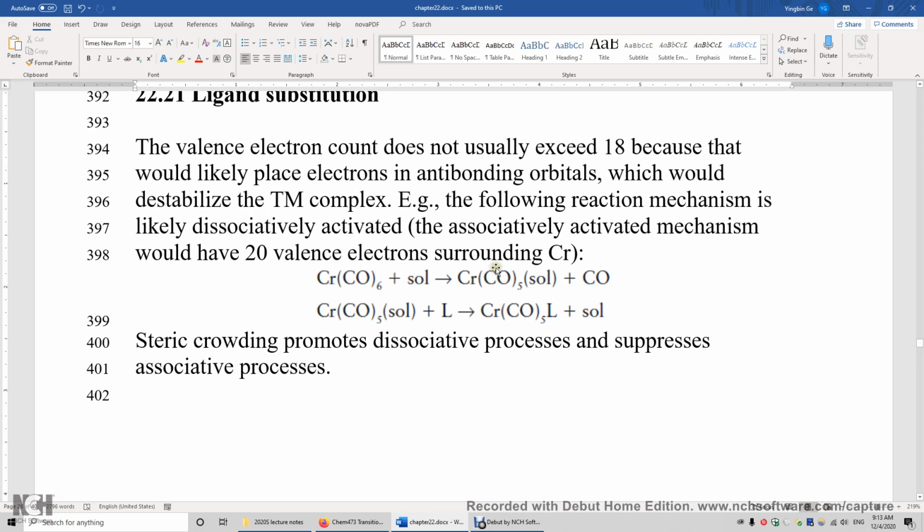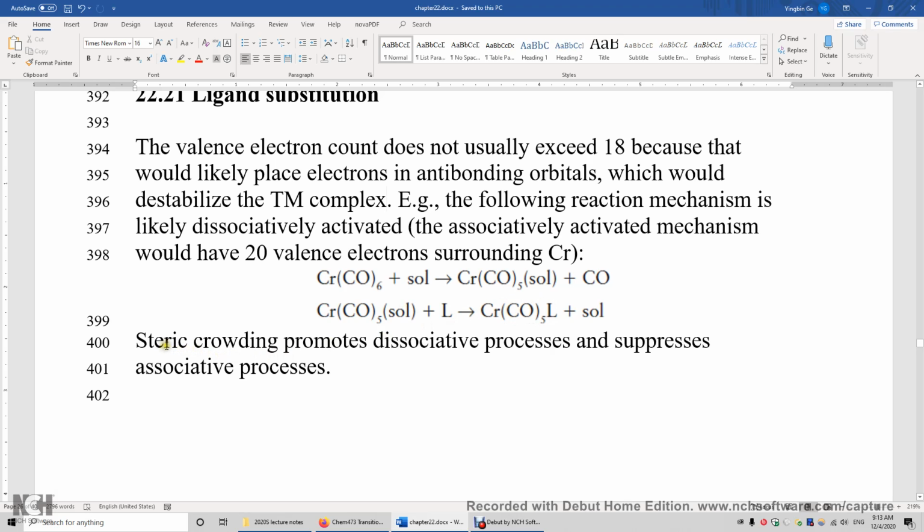So again, this is one of the reaction mechanisms that can be used to explain how this L ligand replaces a carbonyl ligand. If you place this transition metal in a solvent, very likely the solvent, with a much higher concentration, will replace one of the CO first, and then this entering ligand L will replace this solvent to form the final product.